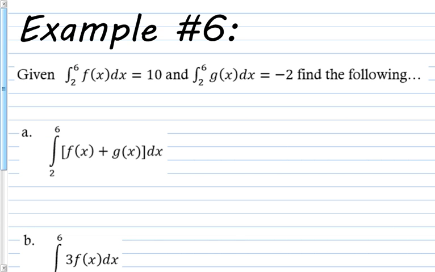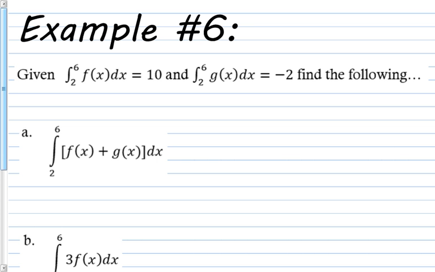Example 6. Okay, so here are some rules we're going to go over. And we're going to go over them with just numerical integration. Just numbers. There's no equation here. I'm telling you what the integral equals. So given the integral of f of x from 2 to 6 dx equals 10, and the integral of g of x from 2 to 6 dx equals negative 2, find the following.